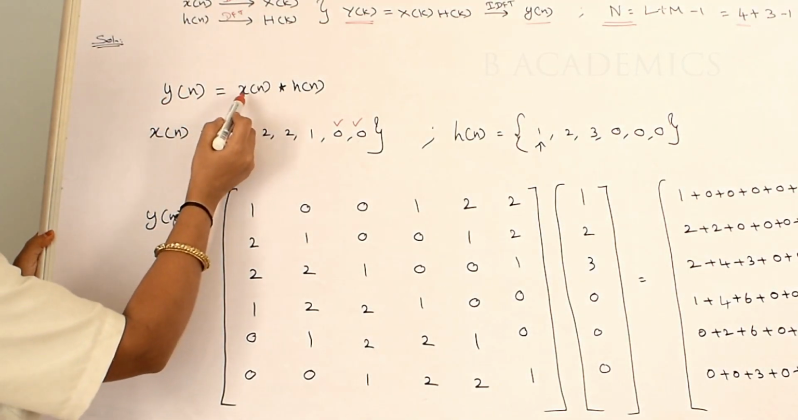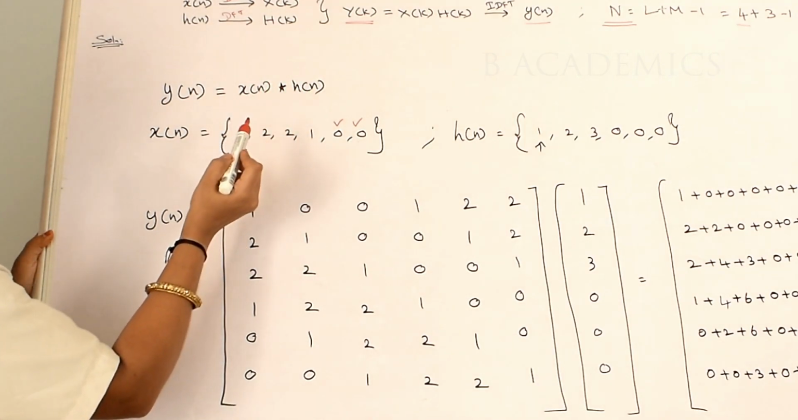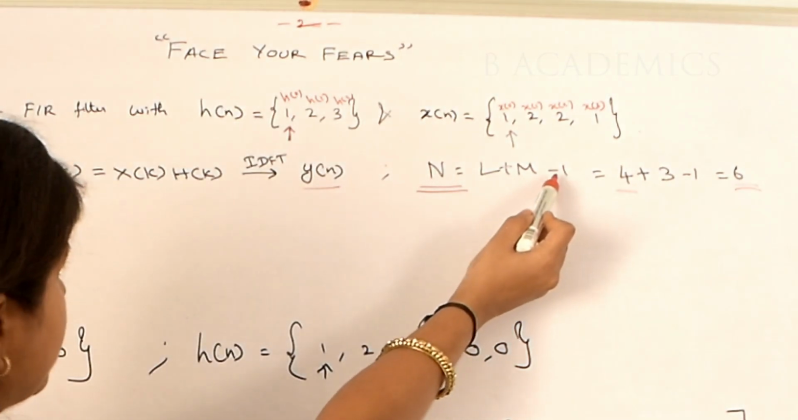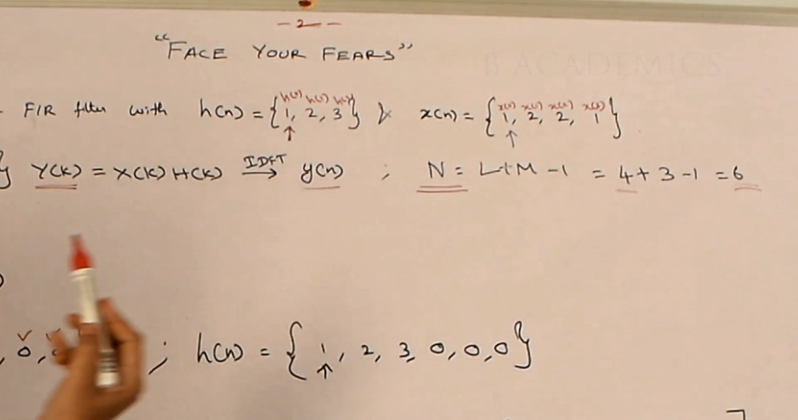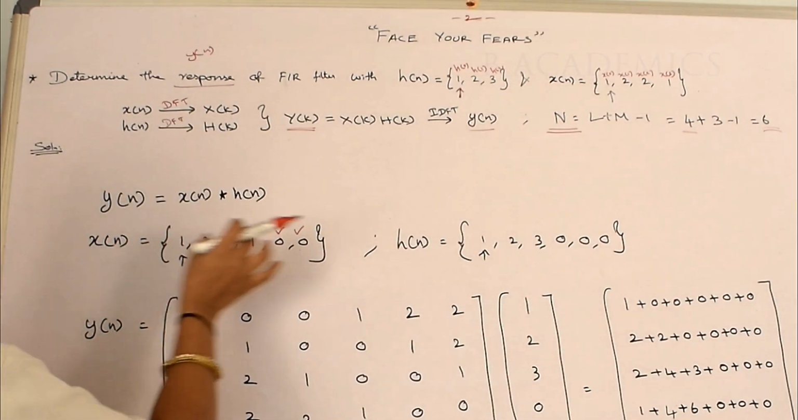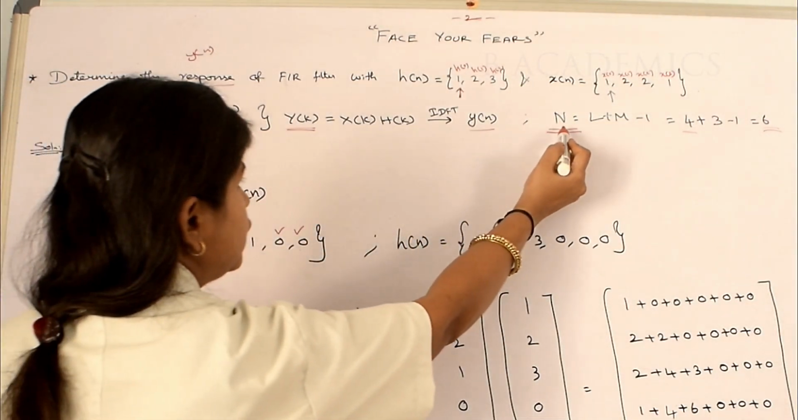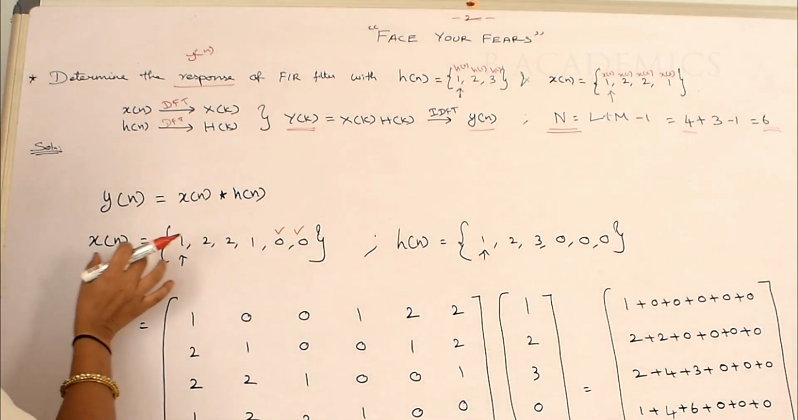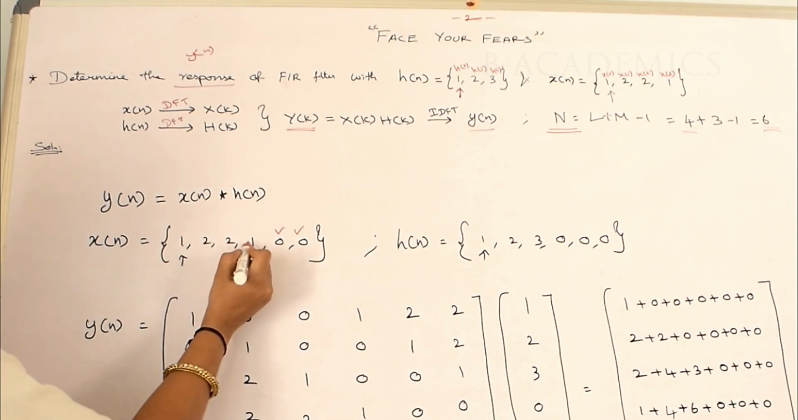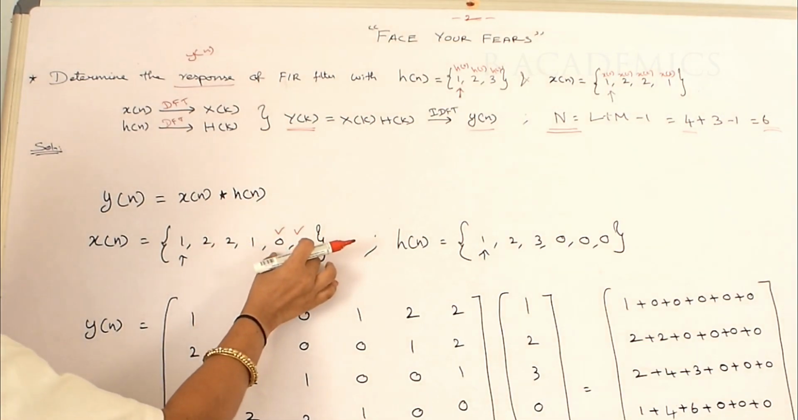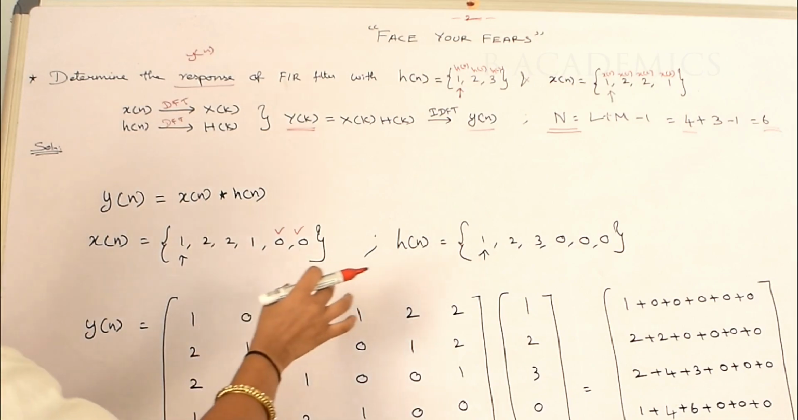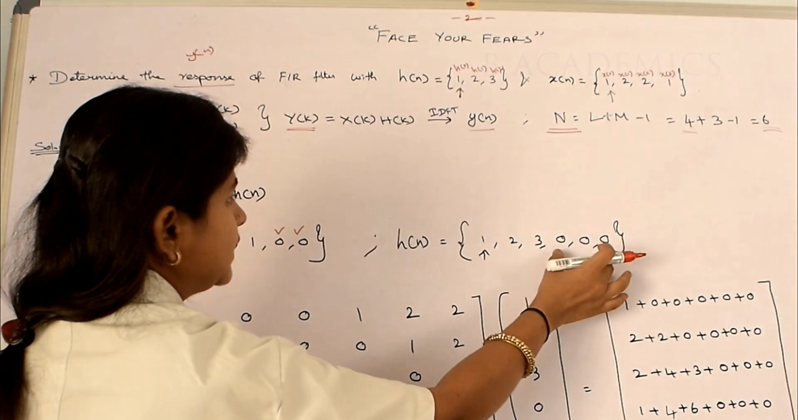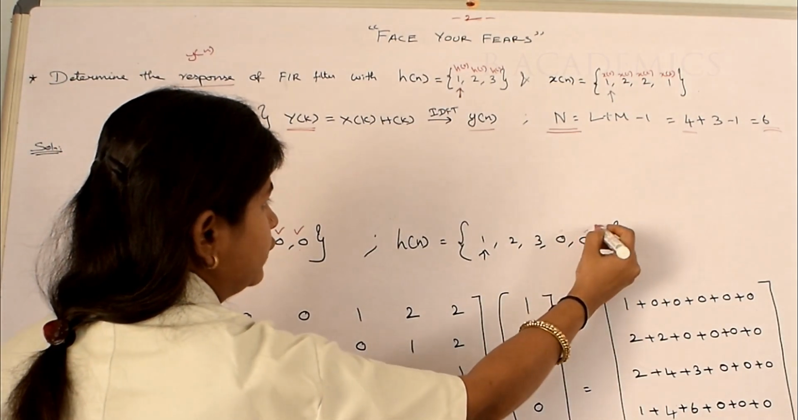y of n is equal to x of n convolved with h of n. Here, what is your length? N is equal to L plus M minus 1, which is 6. In order to make the length of the input signal and impulse response equal to n, we are adding zeros at the end. The length of x of n is 4: 1, 2, 3, 4. So we are adding 2 zeros at the end of the sequence. In the same way, the length of the impulse response is 3: 1, 2, 3. We are adding 3 zeros at the end of the sequence.